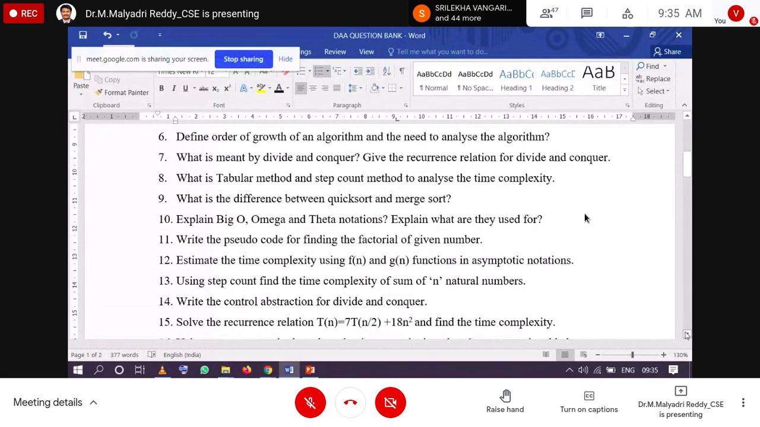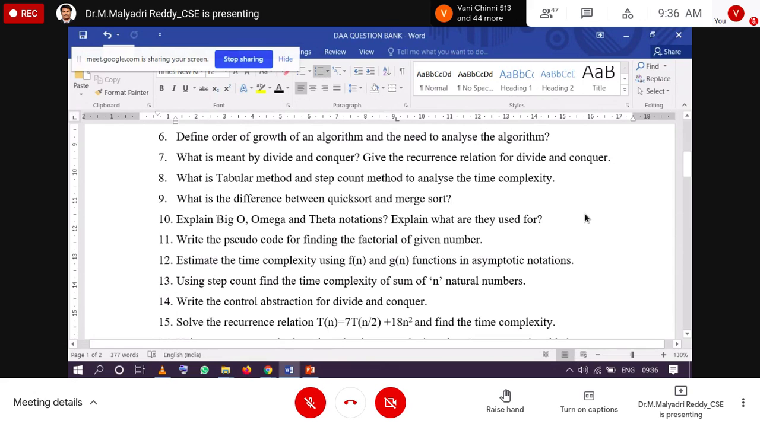Generally, big O notation is used to calculate the upper bound, the maximum space required to complete the task. Omega notation gives the lower bound, the minimum space required. Theta notation gives the range between the two boundaries. That means it exists from the lower boundary to the upper boundary, in between.